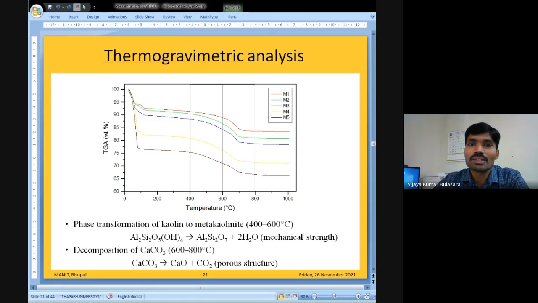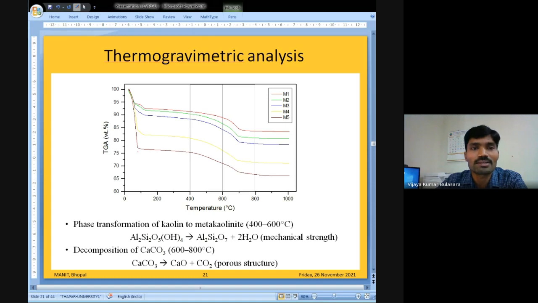In between we have different amounts of fly ash and kaolin in the mixture. As we observed, there are different weight loss patterns. Initially there is a high weight loss observed, especially with the M5 membrane. Then at one stage, here, there is another weight loss. So we'll see what is the meaning of these weight losses.